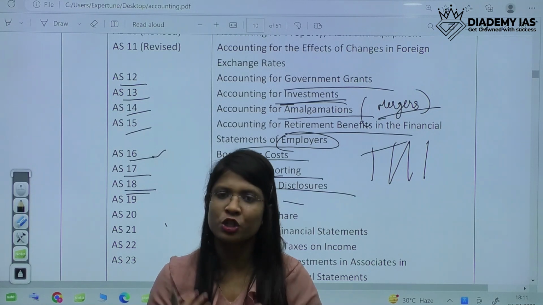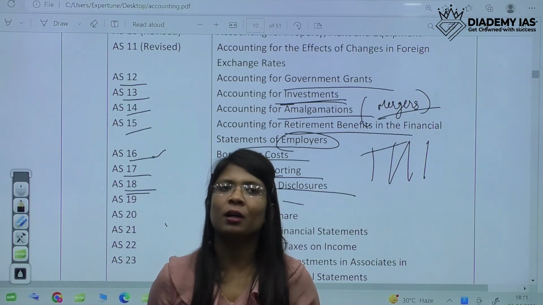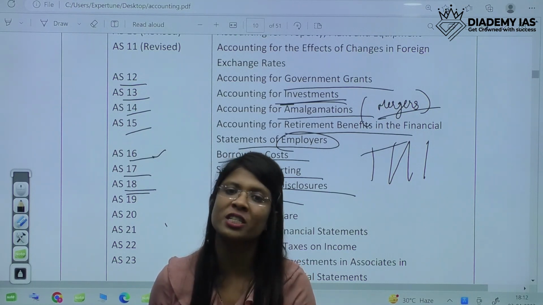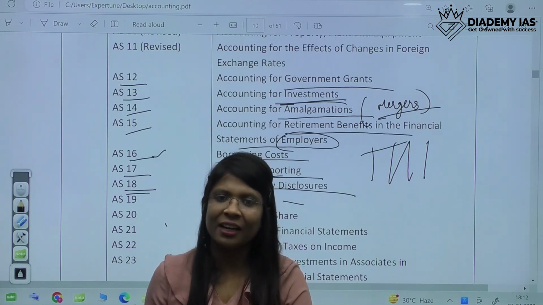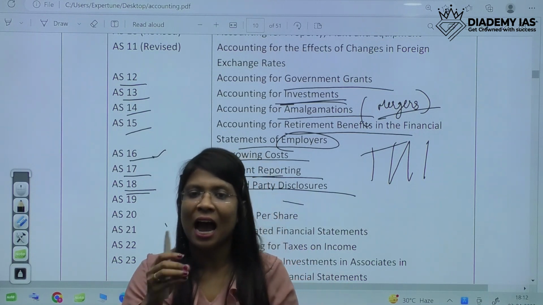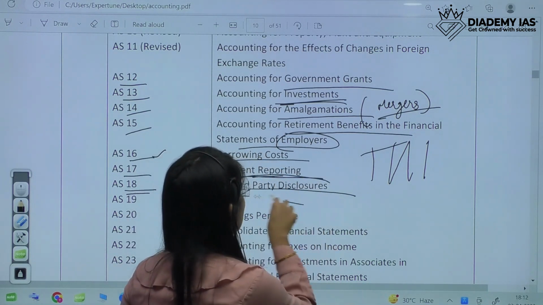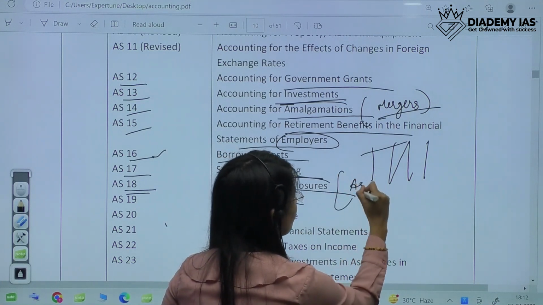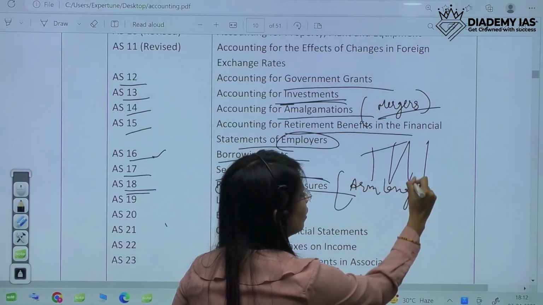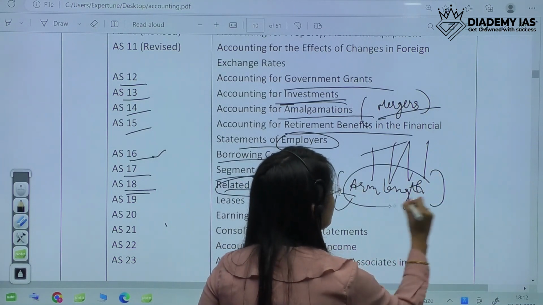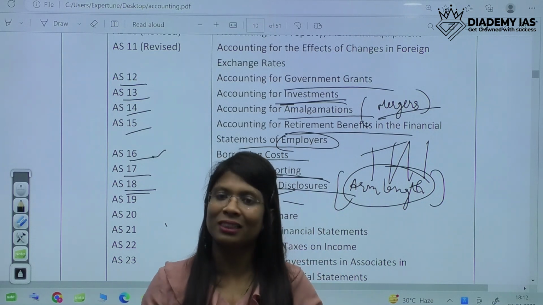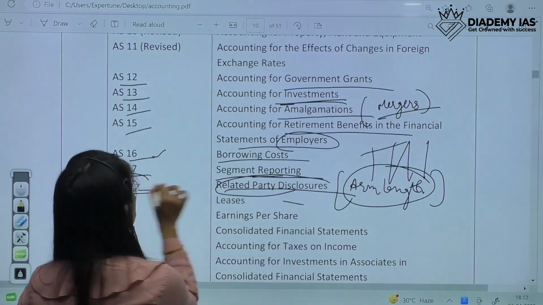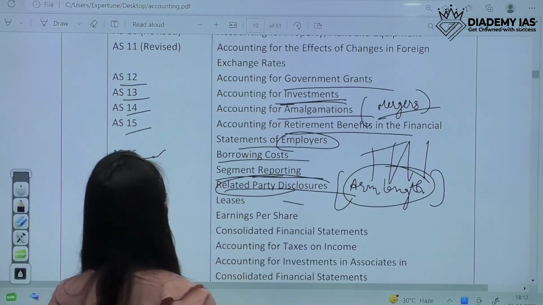Because what happens is, generally with our relatives, our prices could be lower, or we can sell at lower prices or purchase at very high prices so that our relatives get a benefit. To protect against that, we have to disclose related parties and say that all the related party transactions are at arm's length. Arm's length is the price at which normal business transactions are conducted. So we have to disclose all the related party transactions. AS18 is generally very, very important. So do remember it's AS18.